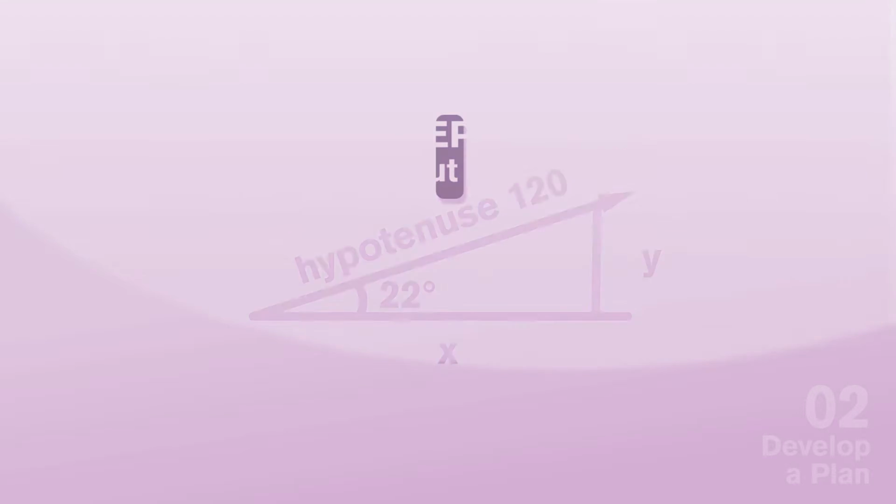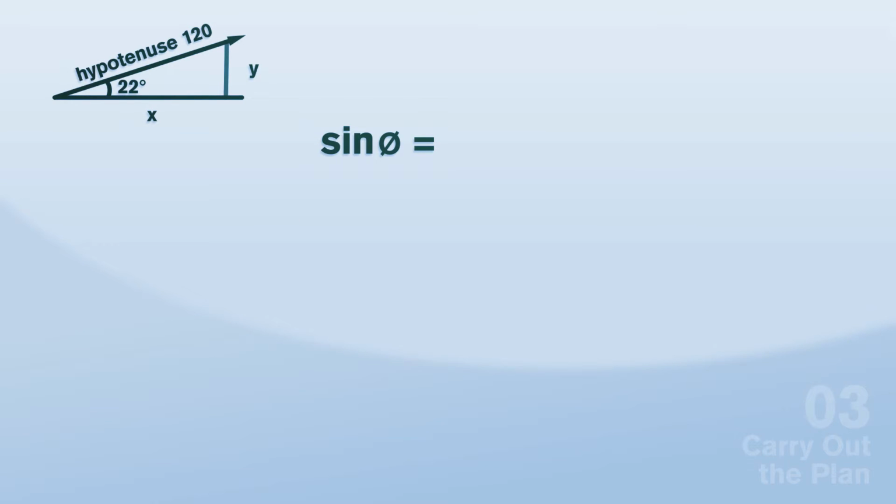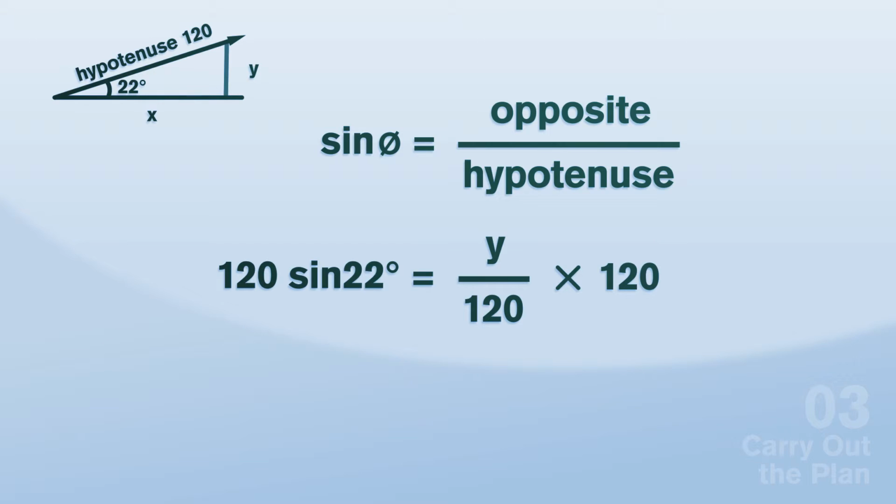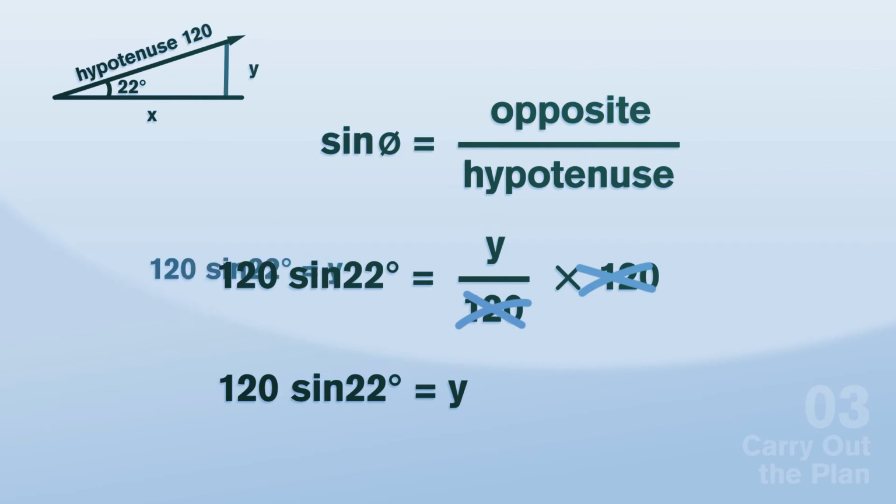That's the plan. Remember, in trigonometry, the sine of an angle is equal to the length of the opposite side over the length of the hypotenuse. So sine of 22 degrees is equal to the opposite y over the hypotenuse, 120. To get the y on its own, we multiply both sides by 120 and cross off the 120 on both the top and bottom on the right, which gives us 120 times sine of 22 degrees equals y.